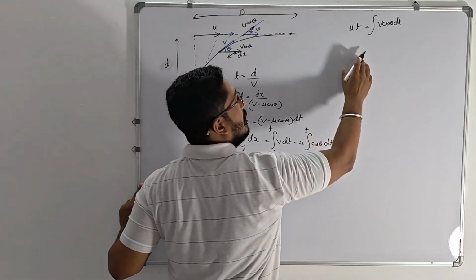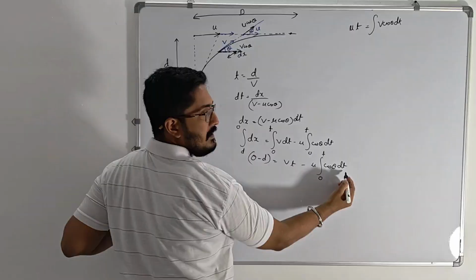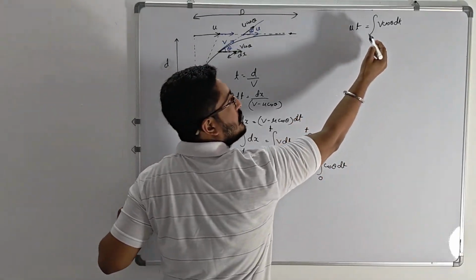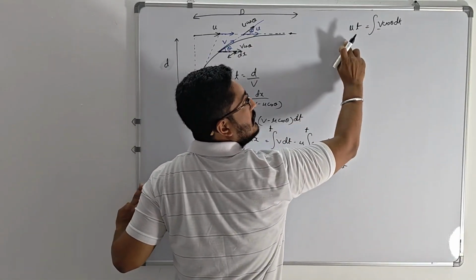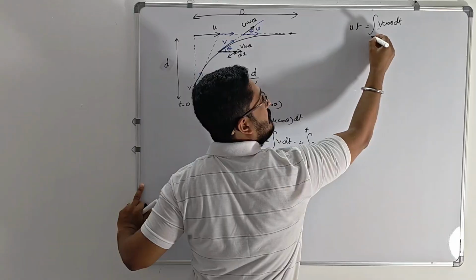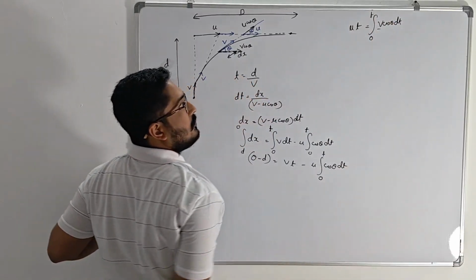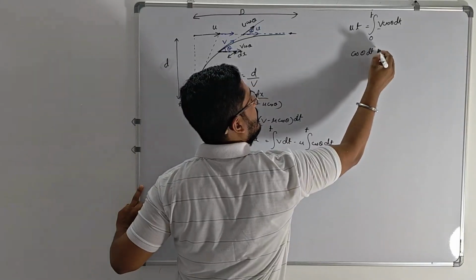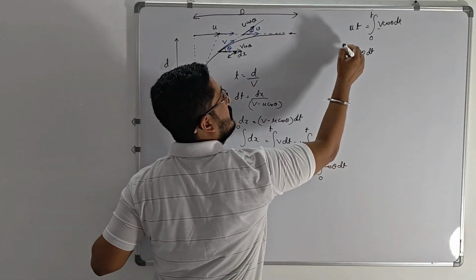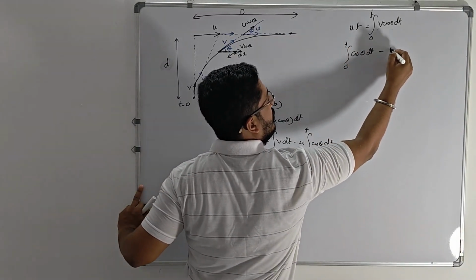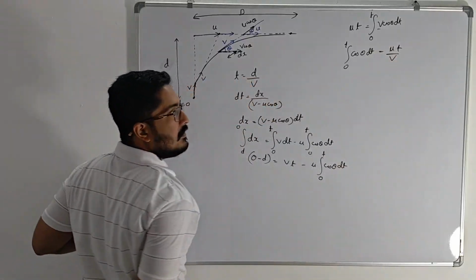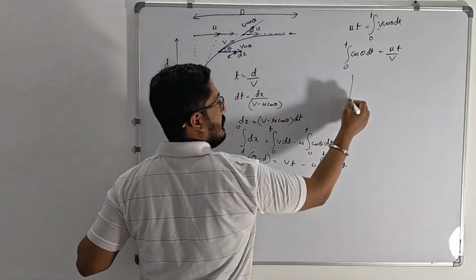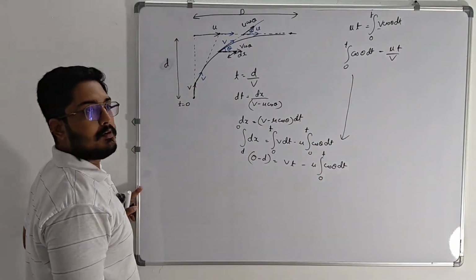So now from here I want the integral of cos theta dt. I can readily get that because u is a constant, you can just take it out. This integration is also done for the limit of time t equal to 0 to t. So from here, the integral of cos theta dt from 0 to t will come out to be ut by v. Now if I substitute that in this equation, I think we'll be able to solve.